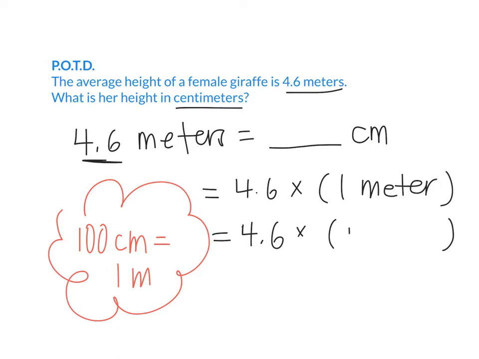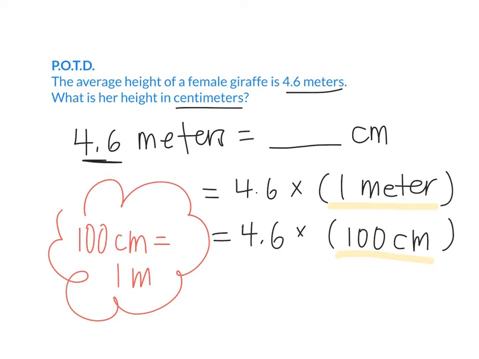We know that 1 meter is the same as 100 centimeters. So again, I want to point out that the thing that's in the parentheses is equivalent. 1 meter is exactly the same length as 100 centimeters. So 4.6 copies of 1 meter is exactly the same as 4.6 copies of 100 centimeters.